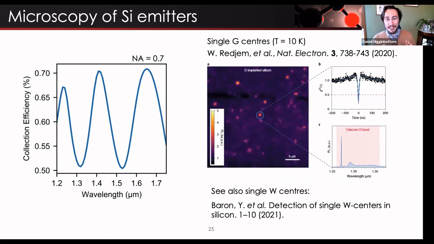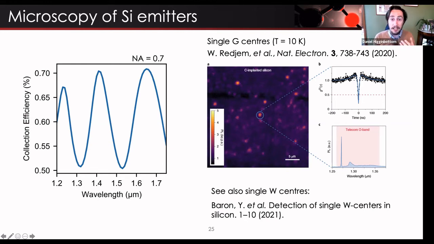Microscopy of silicon emitters is challenging. The reason is simply that the high refractive index of silicon traps light inside the sample by total internal reflection, so you have a very low collection efficiency from the sample compared to diamond, for example. Here I'm showing the total intensity collected by a lens with a numerical aperture of 0.7 as a function of wavelength. You can see that it's always less than 1%. This is the best that you can do if you're collecting directly from a bulk silicon sample.